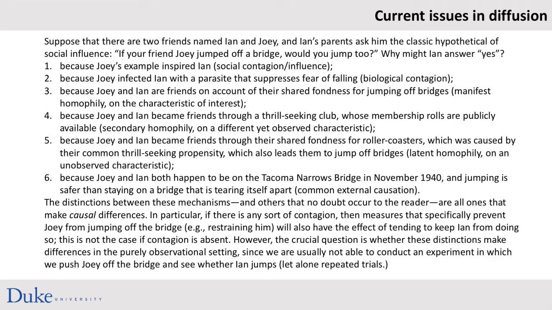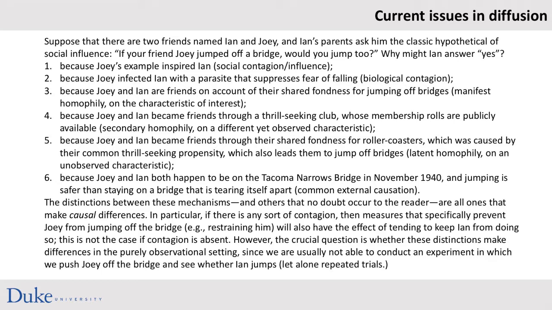Basically they use the example of, if your friend Joey jumped off a bridge, would you jump too? And they go through all the possible mechanisms they could think of, in kind of an exercise of reductio ad absurdum, to talk about the different ways that you two both jumping off the bridge could happen. So one is there's some kind of social contagion or influence. Potentially there's a biological contagion, which they might think of as different.